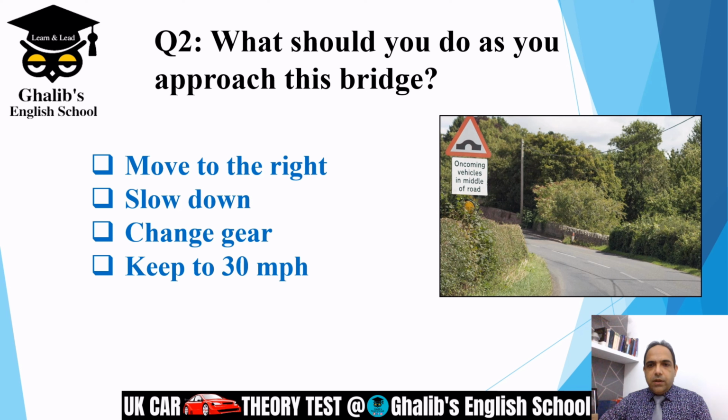Let's say I'm driving. If I want to turn right or take a U-turn, I'm going to check over my shoulder. Just turn around and check for the final check. Question number 2. Look at the sign very carefully. What should you do as you approach this bridge? This bridge is a hump bridge, basically. Can you see that shape? It's a hump shape. Move to the right, slow down, change the gear, or keep to 30 miles per hour. You need to slow down because there is a bend in the road also and you can't see clearly.